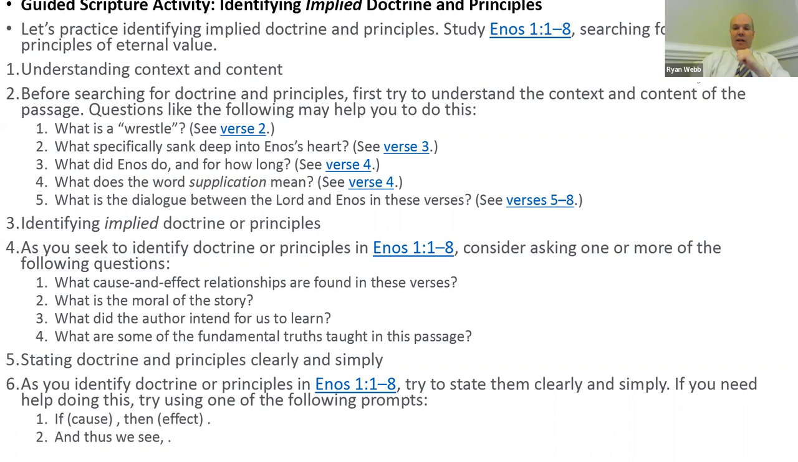Remember the idea of keeping it simple, right? Of not writing a paragraph here, but a statement of truth. You can have a comma or an and if you need to, but write a sentence that is a truth that you glean out of these 8 verses. And we'll just take a minute if you'll type that out. There's lots of answers here. There's no right or wrong way to do this.